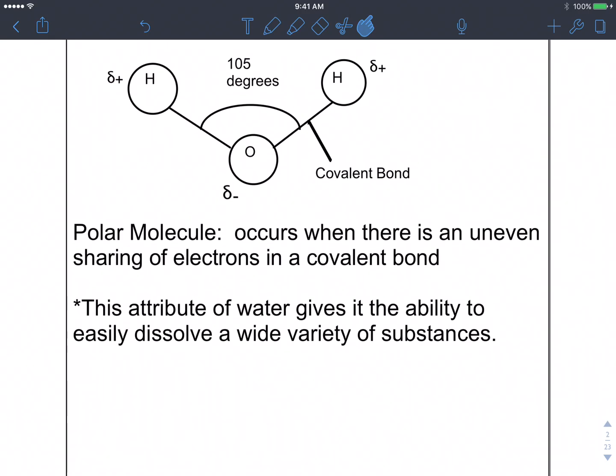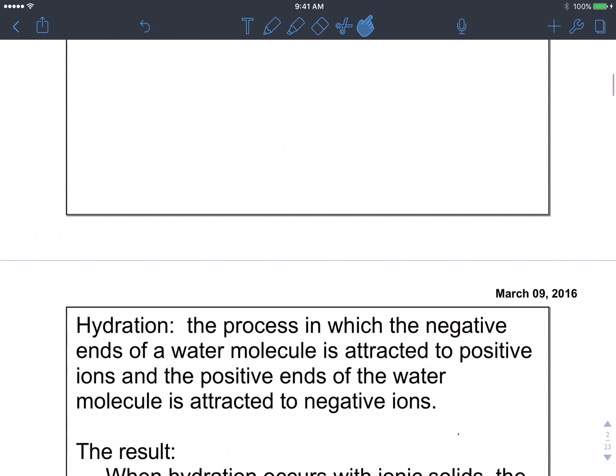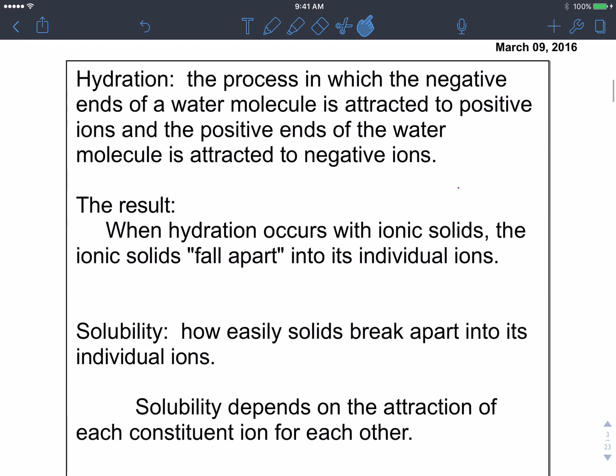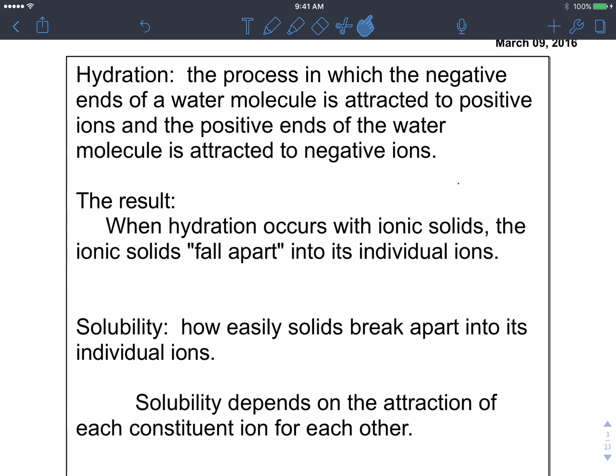So it's a polar molecule. Polar, like North Pole, South Pole. Here we have a positive end and a negative end. So it's kind of like poles on a magnet or poles on the Earth. It occurs when there's an uneven sharing of those electrons in the covalent bond, and that helps it dissolve that wide variety of substances.